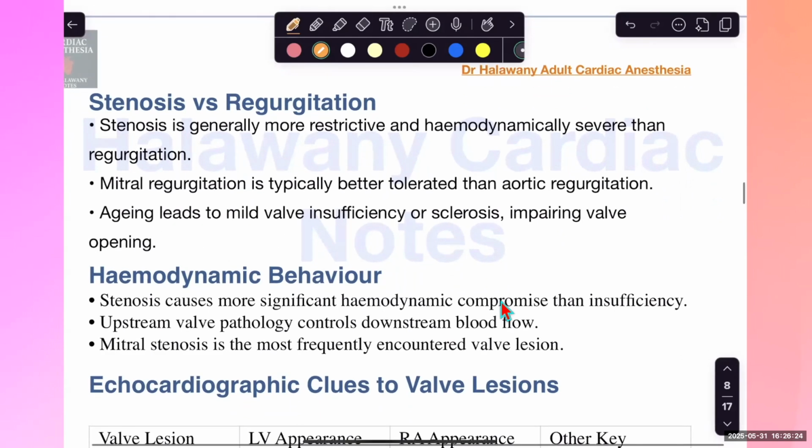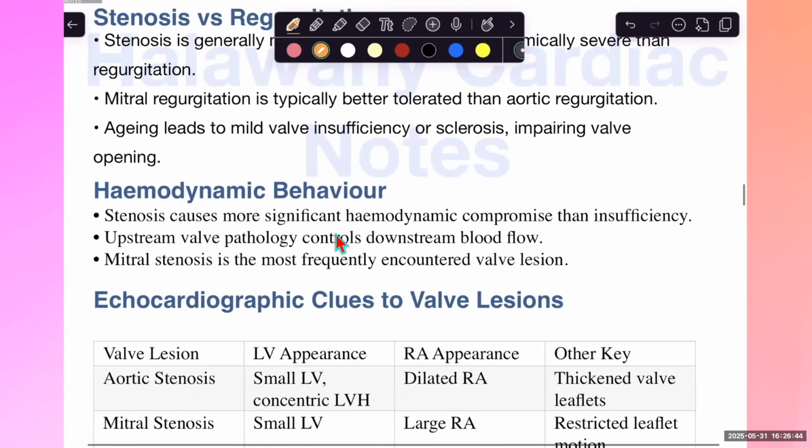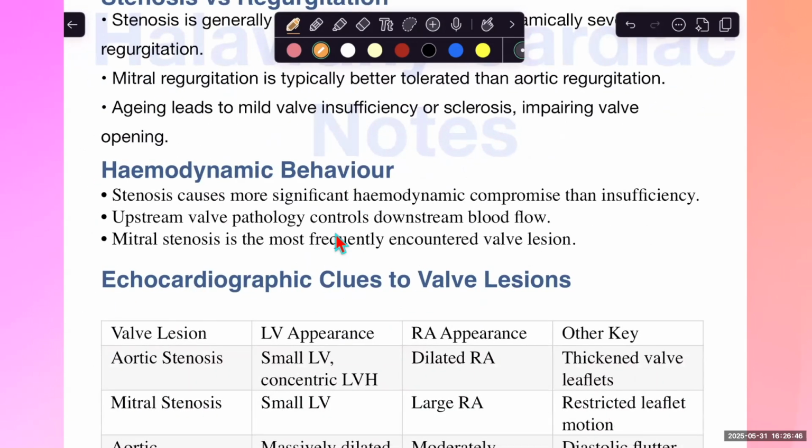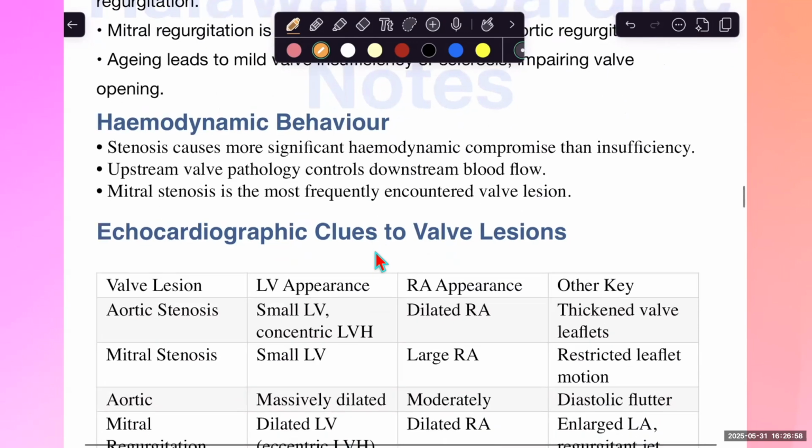Again, stenosis is generally more restrictive and hemodynamically severe than regurg. Mitral regurg is typically better tolerated than aortic regurg. Aging leads to mild valve insufficiency or sclerosis, impairing valve opening. Again, stenosis causes more significant hemodynamic compromise. Upstream valve pathology controls downstream blood flow. Mitral stenosis is the most frequently encountered valve lesion.